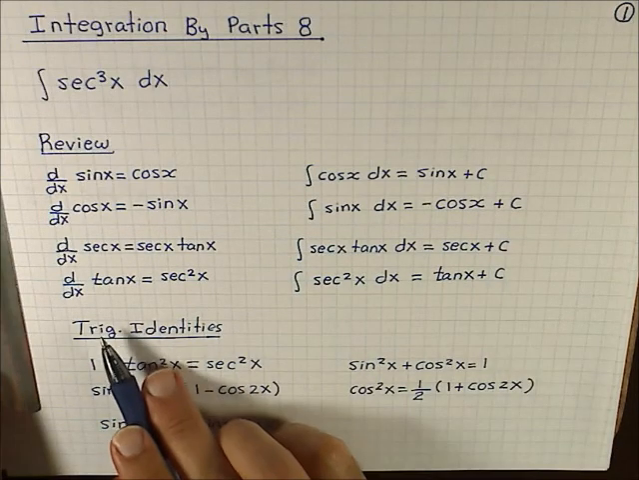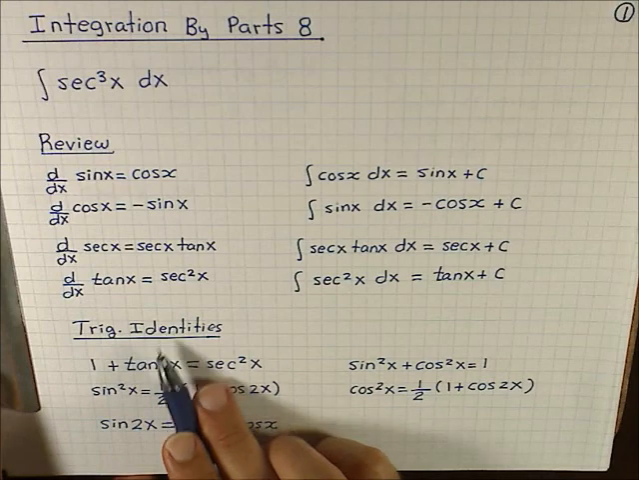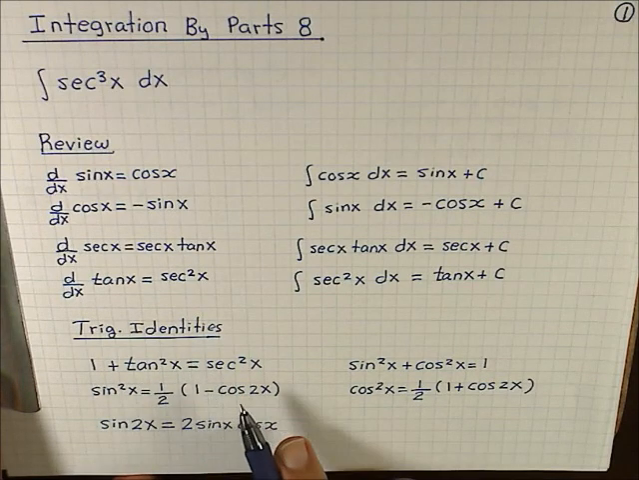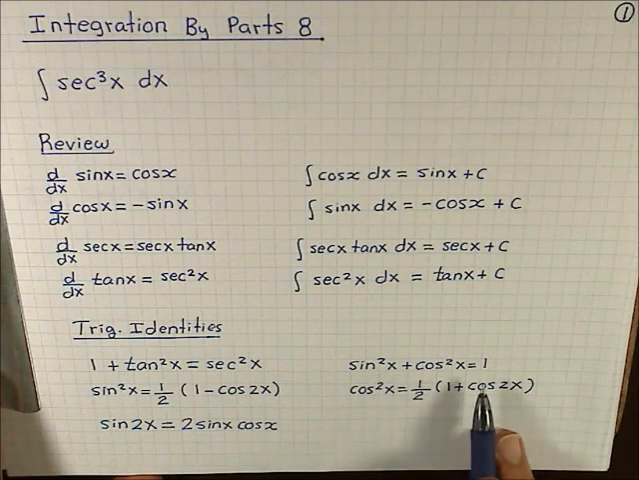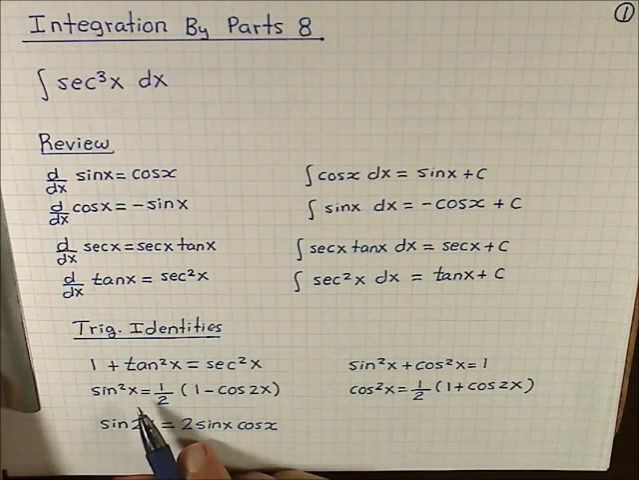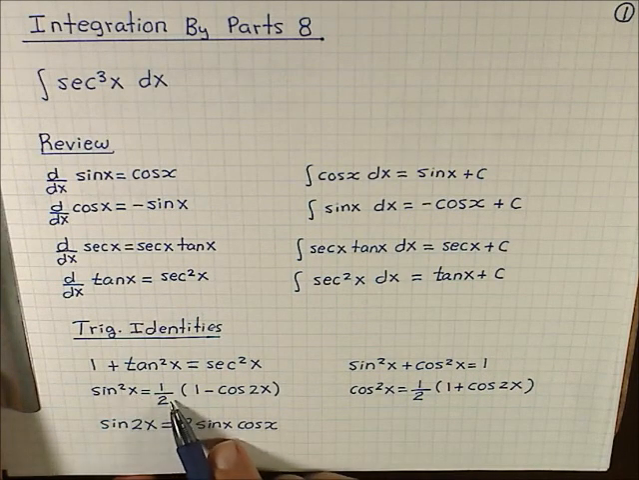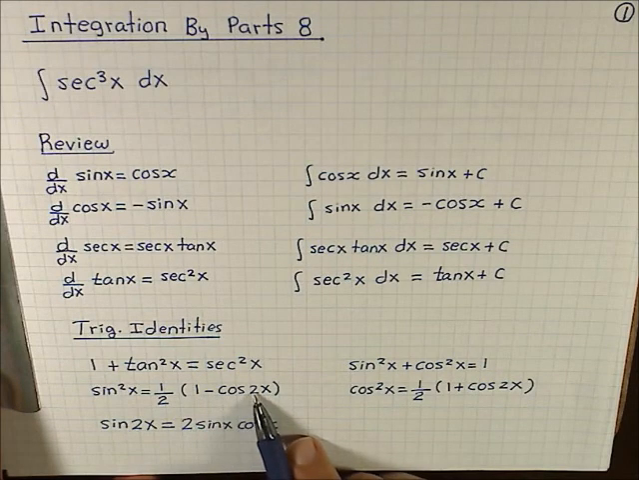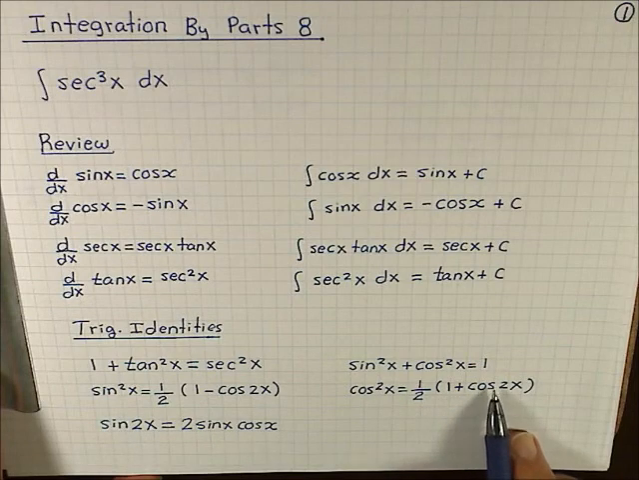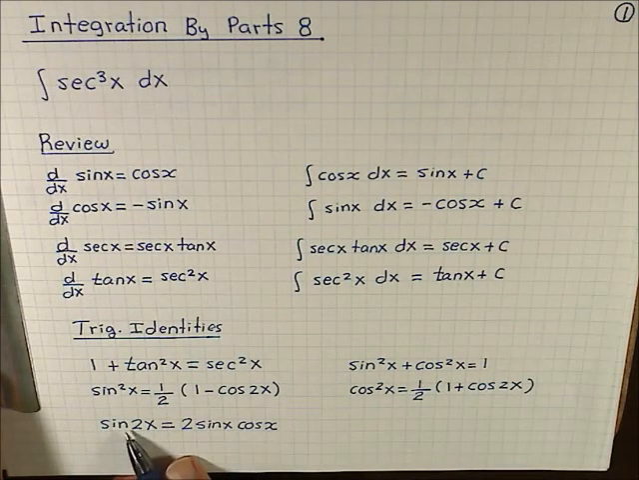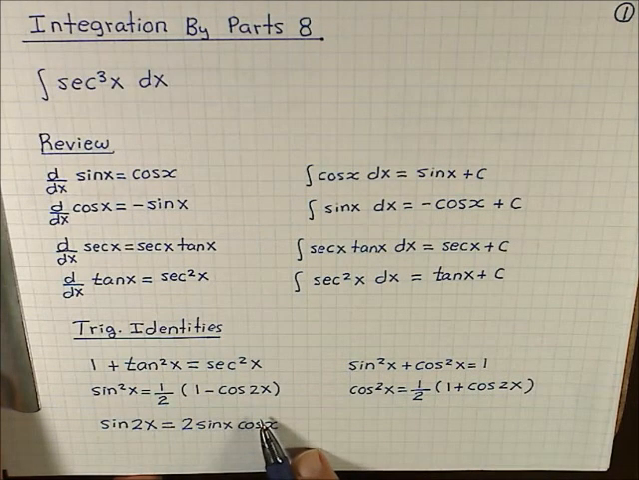We also need to know some trig identities. 1 plus tan squared x is secant squared x. Cos squared plus sine squared equals 1. And the half angle formulas: sine squared x is 1/2 (1 minus cos 2x). Cos squared x is 1/2 (1 plus cos 2x). And sine 2x is 2 sine x cos x.